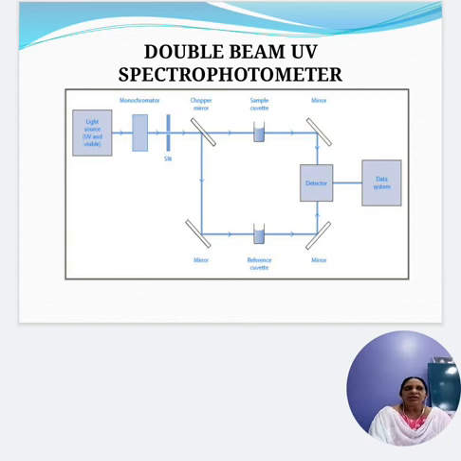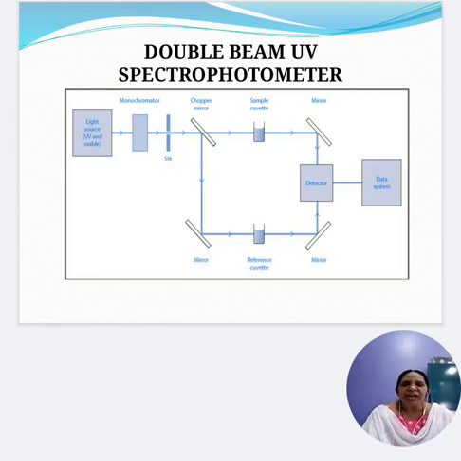The light source is generally a hydrogen deuterium lamp or a tungsten halogen lamp. When the radiation from the light source is allowed to fall on the focusing lens through the entrance slit, it directly falls on the monochromator. And when this is allowed to fall on the dispersing medium in the monochromator, we have the diffraction grating. So the signal gets diffracted.